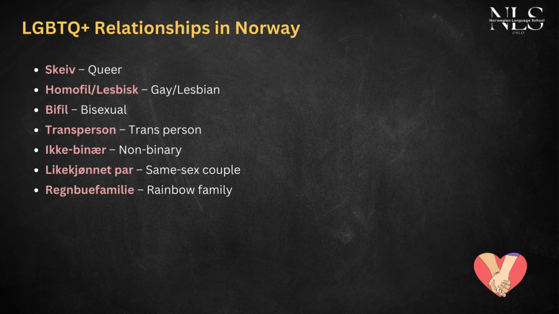Ikke binær, non-binary, someone who doesn't identify exclusively as male or female. Likekjønnet par, same-sex couples, used to describe a couple of the same gender. Regnbuefamilie, rainbow family, a family with LGBTQ plus parents. Norway legalized same-sex marriage in 2009, and LGBTQ plus relationships are widely accepted in society. The language around LGBTQ plus issues continues to evolve to be more inclusive.